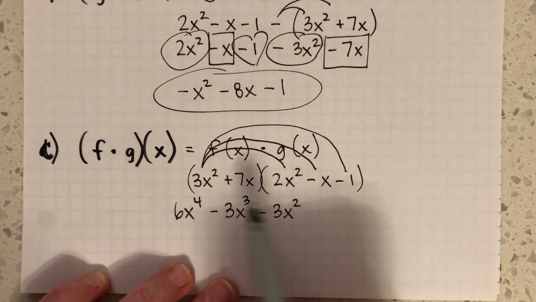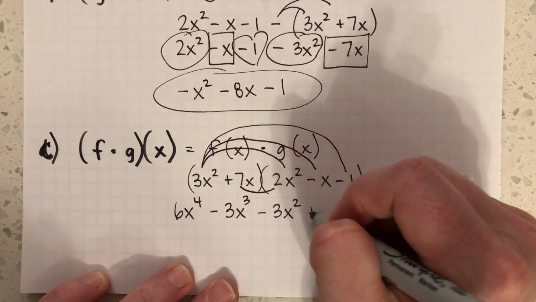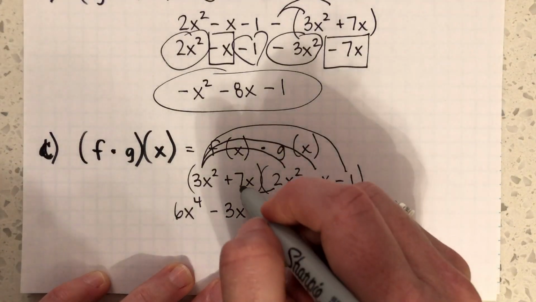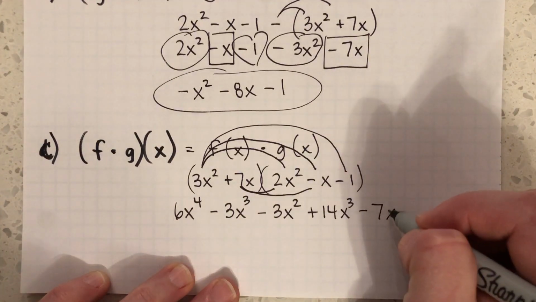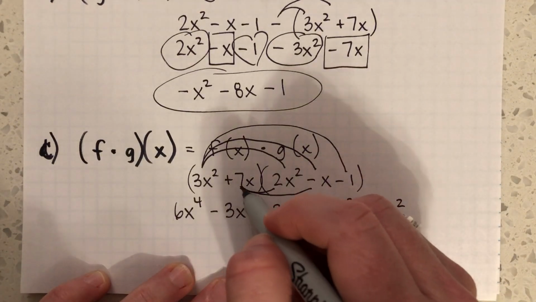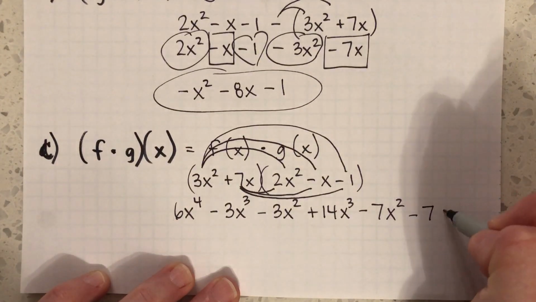Now I have to distribute my 7x's. So 7x times 2x squared is positive 14x to the 3rd. Positive 7x times negative x is negative 7x squared. And then positive 7x times negative 1 is negative 7x's.